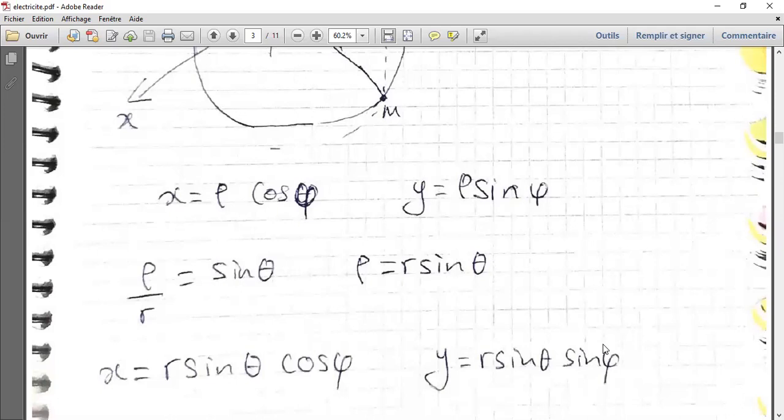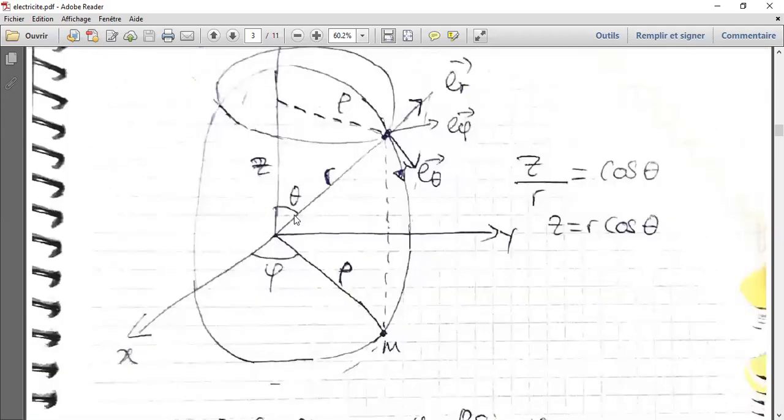And for z, you know that this is z here. This z is adjacent, and R is the hypotenuse. So cos is equal to adjacent over hypotenuse, where adjacent is z and hypotenuse is R. This is the formula here: cos theta. If you do cross multiplication, z is equal to R cos theta. That's the relationship between Cartesian coordinates and spherical coordinates.